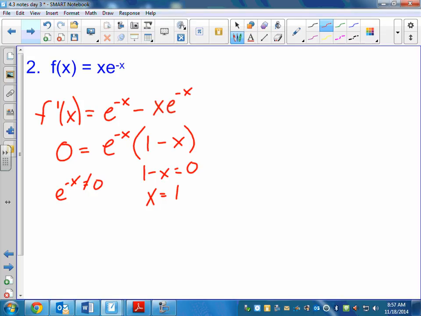But to do the second derivative test, now I have to take the second derivative. So I could either do the product rule here, or I could just go back here and do the derivative and then do the product rule again. Either way, I have to do the product rule. It doesn't matter, we're going to get the same answer. I'll just go here. If I take the derivative of e to the negative x, it's going to be negative e to the negative x.